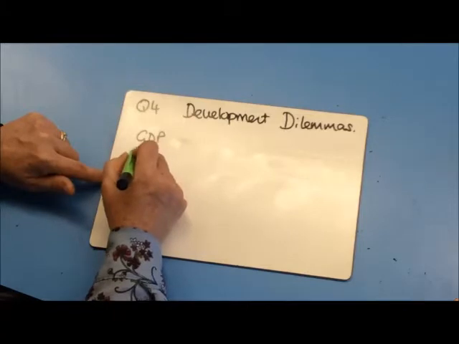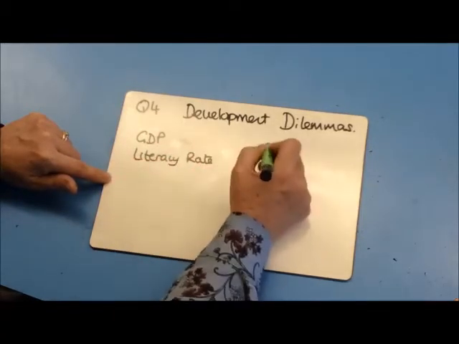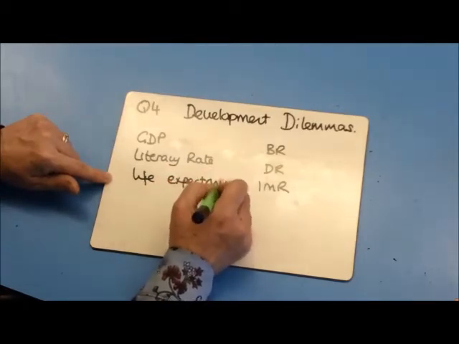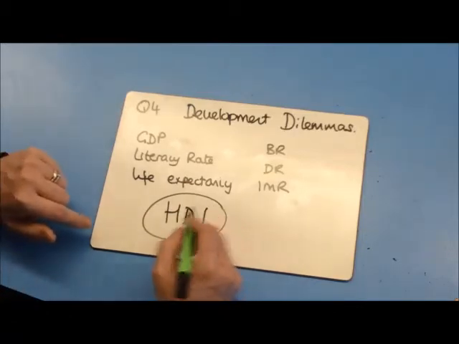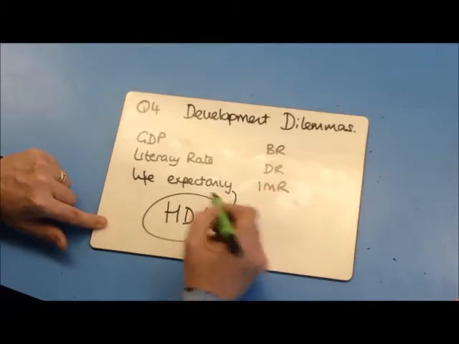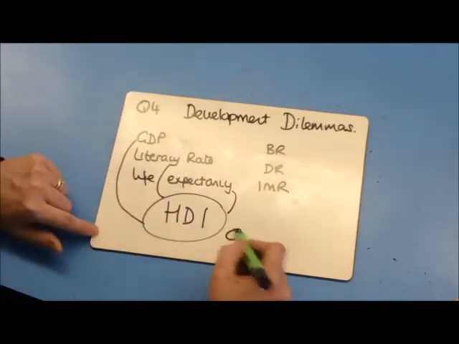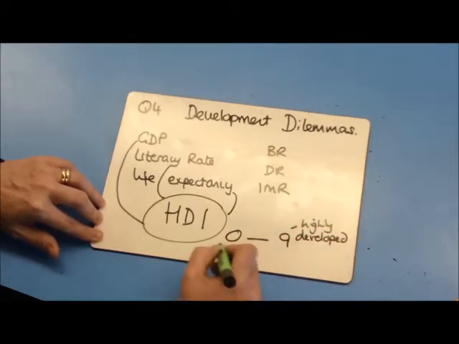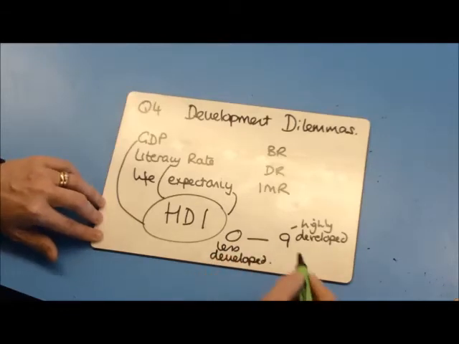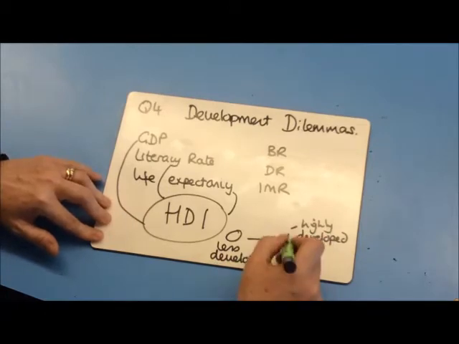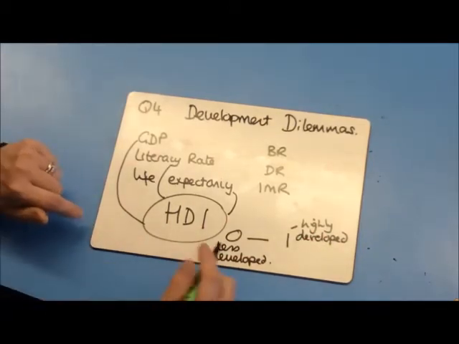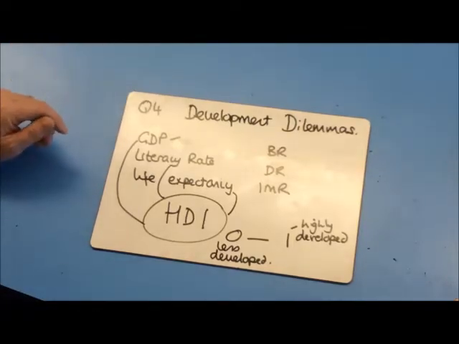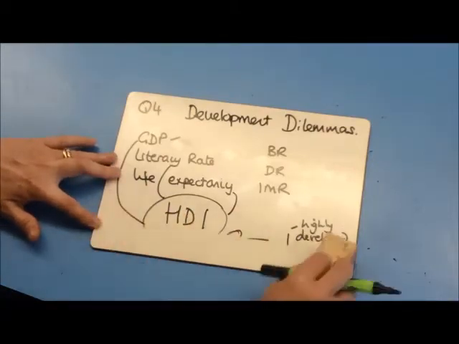We have GDP, we have literacy rate, birth rate, death rate, infant mortality rate, life expectancy, amongst others. And your important one is HDI, which is the Human Development Index, and it includes life expectancy, literacy rate and GDP. It goes on a scale of 0 to 1, where 1 is highly developed, and the closer the number is to 0, the less developed. We would have a score of about 0.9. GDP is the total sum of goods and services produced by a country per year divided by the number of people. So they're the key development indicators that you need to be aware of.